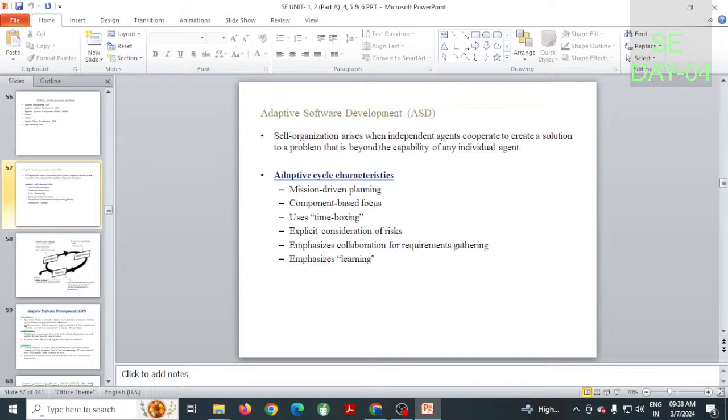Next, coming to the characteristics of the adaptive cycle. One, mission driven planning. What about the focus on components and how we use time boxing? What about the explicit consideration of risks? How we emphasize collaboration for requirements gathering, and emphasize learning.